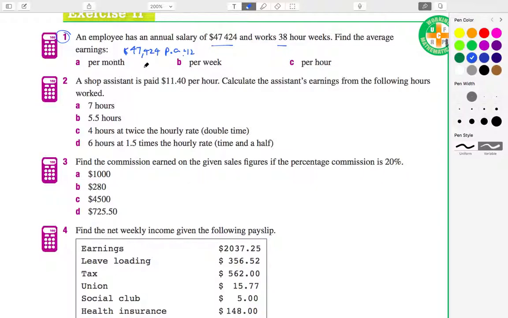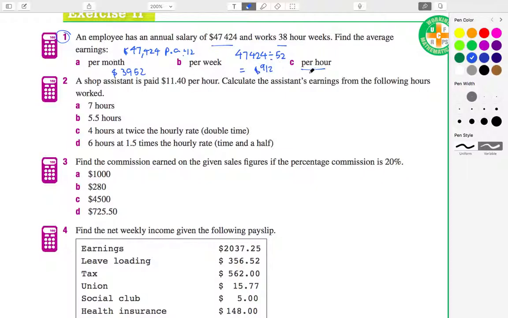So get your calculator out. 47,424 divided by 12 gives $3,952 per month. Say if I want to find how much they make per week now, I have their annual salary, which is 47,424, and I divide it by the number of weeks in a year. We have 52 weeks in a year. Put that in your calculator: 47,424 divided by 52, and you get $912. That's how much they make per week.